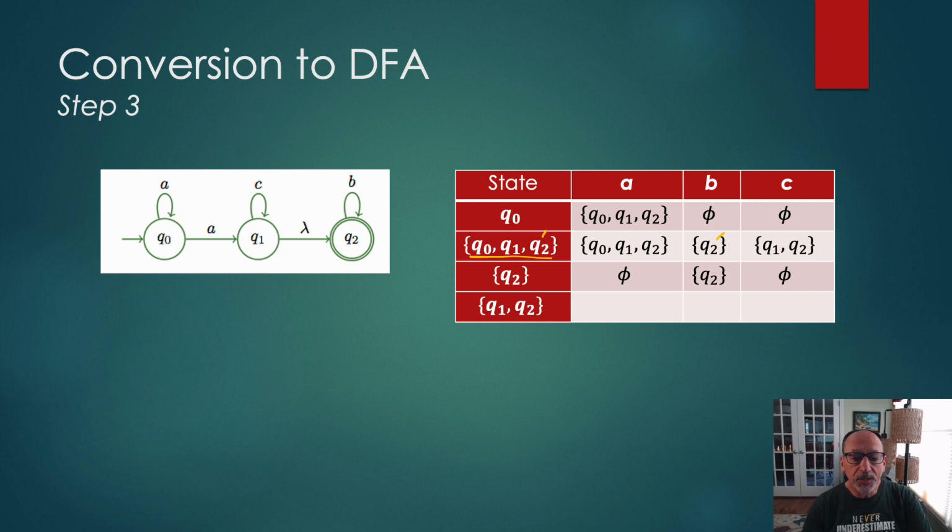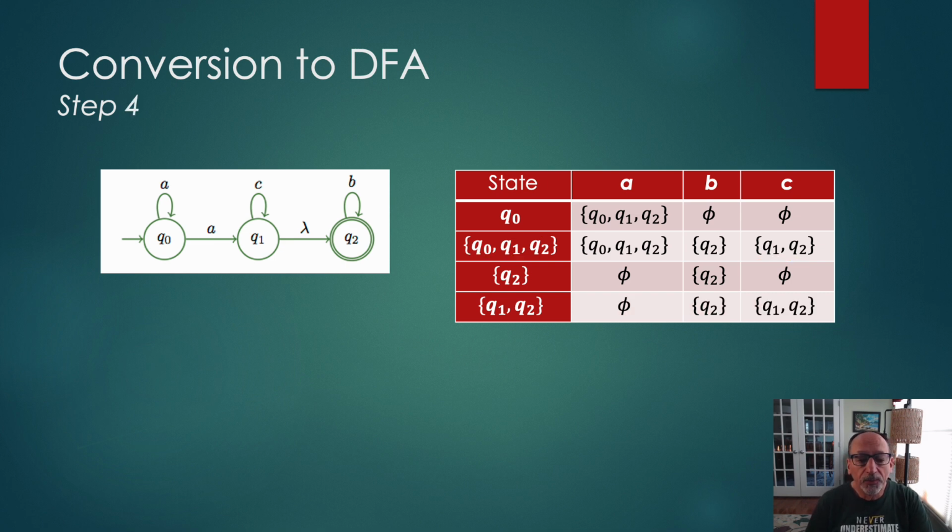Now, how about a C? Well, a C only exits from Q1, but that's good. It's part of our composite, so we have to track that. And that cycles on Q1, but it gets a free ride to Q2. Again, the lambda closure of Q1. So we will add Q2 to our list, and it only goes to itself with a B, so that was easy to fill out.